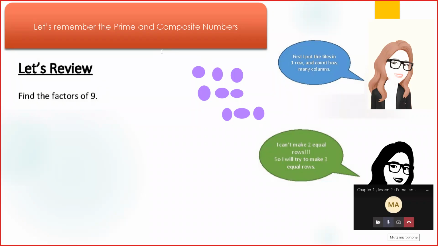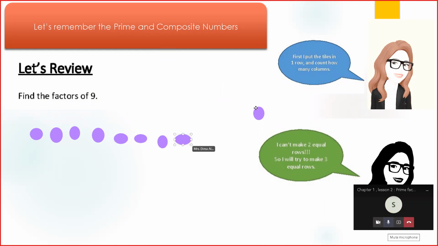One of you says, I can arrange them in 1 row and 9 columns. Let's take them as 1, then 3, 4, 5, 6, 7, 8, and 9. So here we have 1 row and 9 columns. So I can write number 9 as 1 times 9, 1 row times 9 columns.